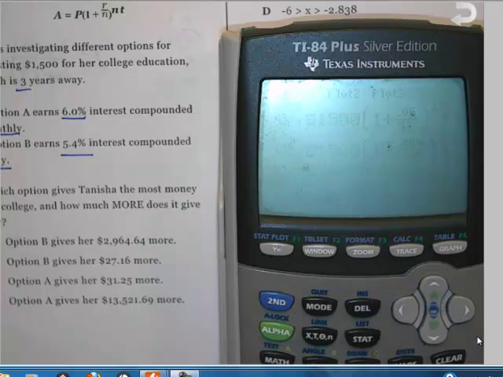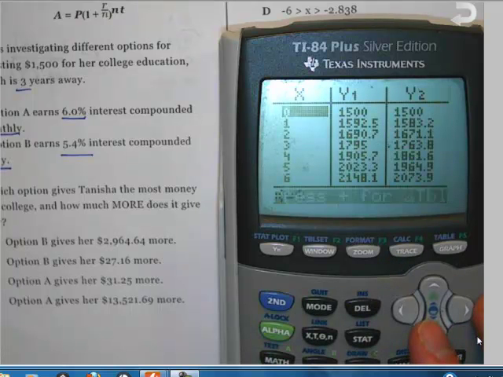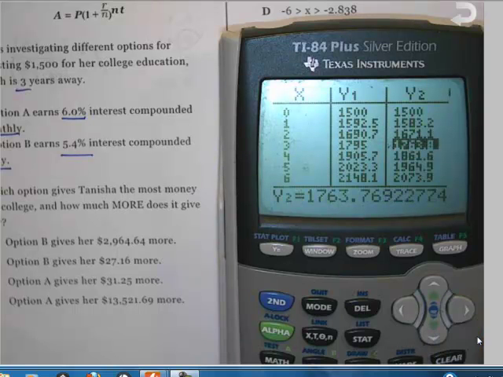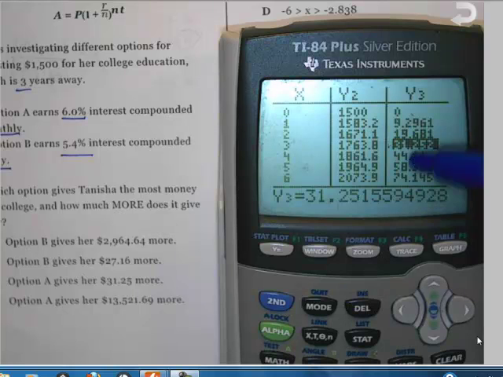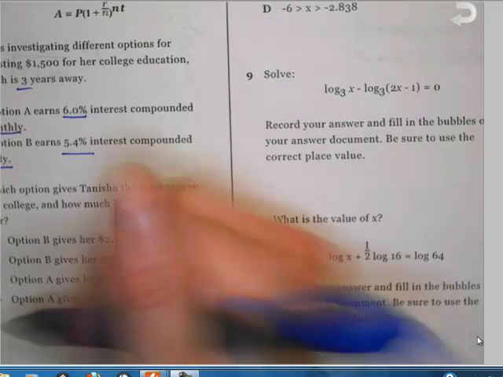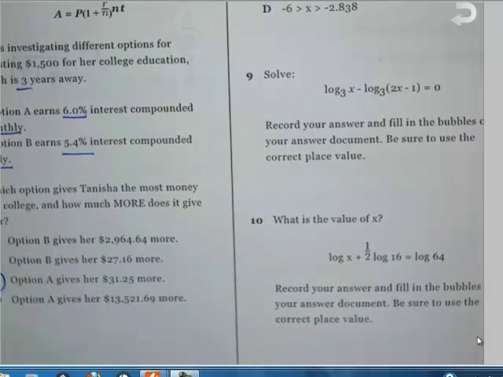So now we're going to go to our table, and we are going to scroll down to where x is equal to 3. And we're going to scroll over to our y3, and we find that where x is equal to 3, y1 is 31.252 more than y2. And so that's how we got our C. And that was it.